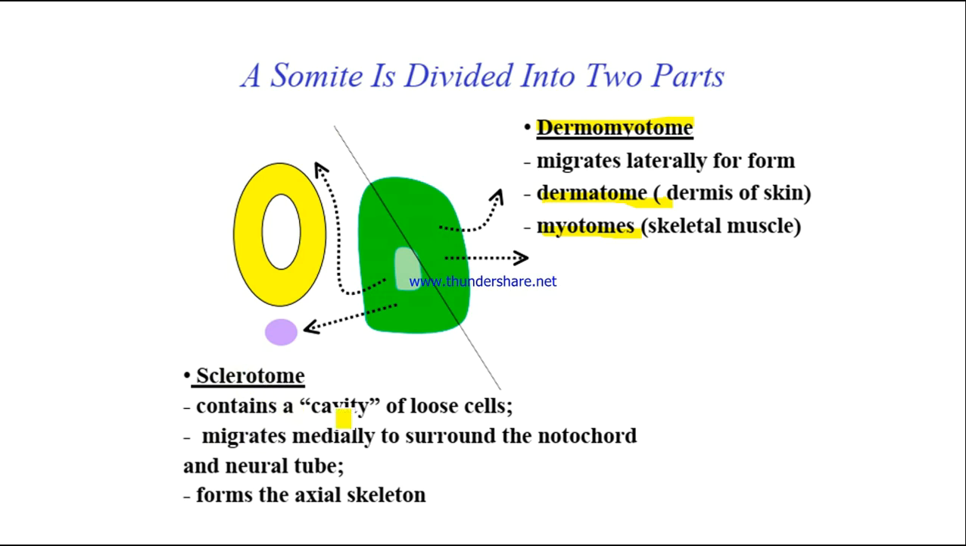This contains a cavity of loose cells. This is going to migrate medially to surround the notochord and the neural tube, as we started to talk about, and this is going to form the axial skeleton.